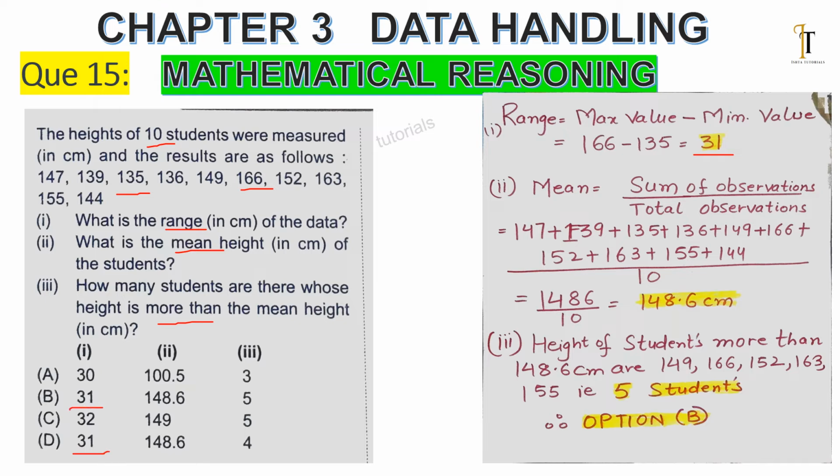Now in the third part we need to find the number of students whose height is more than the mean height. Now the mean is 148.6. So let's find those numbers that are greater than this: 149, 166, 152, 163, 155. It means there are 5 students. Let's check the options again. In option D there is a 4, but in B this is a 5. So option B will be your right answer.